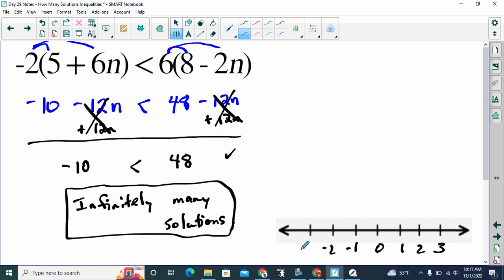If I have infinitely many solutions and they ask me to graph, now I want every number to be a solution. Every number should be shaded in. So we shade in the entire number line, forever in this direction, and also forever in this direction. Everything gets shaded in.